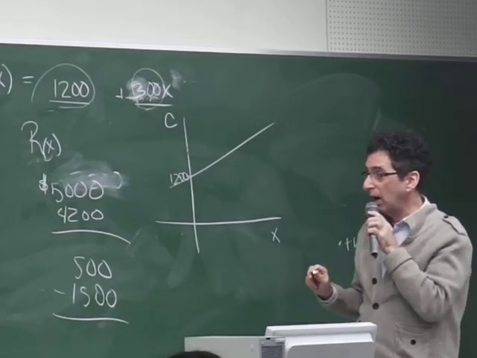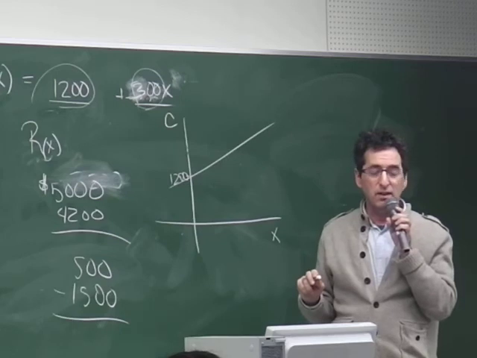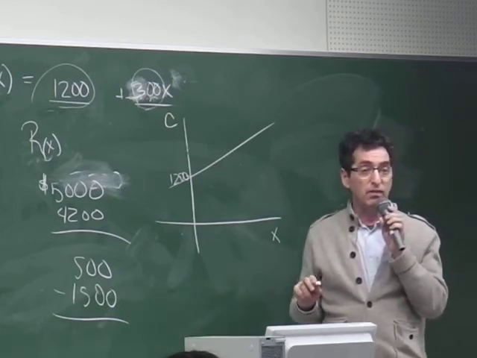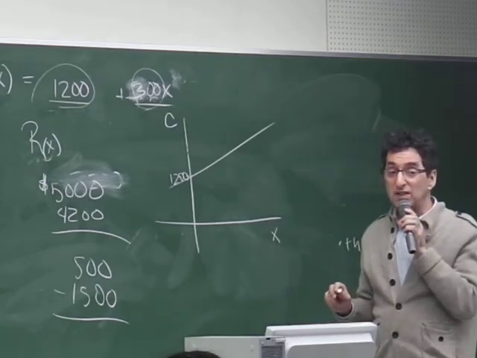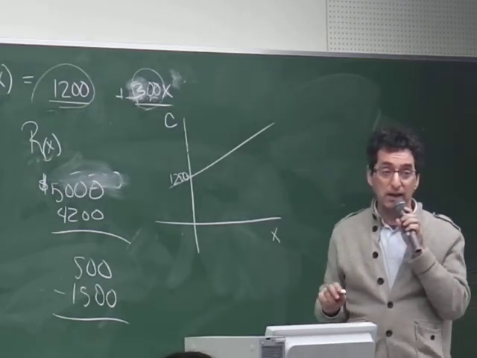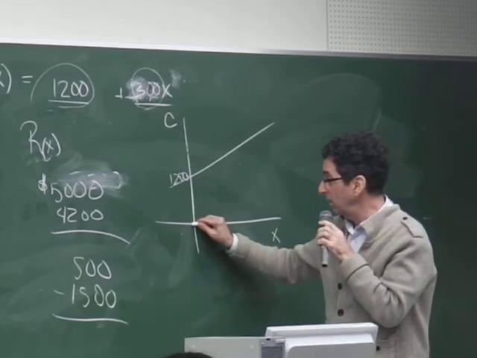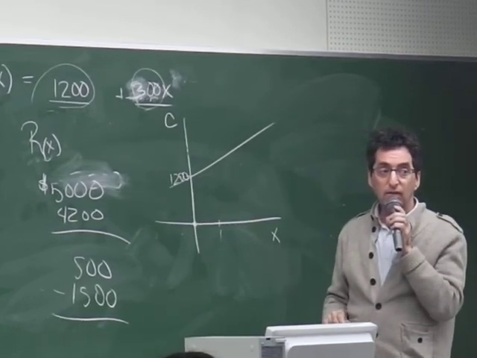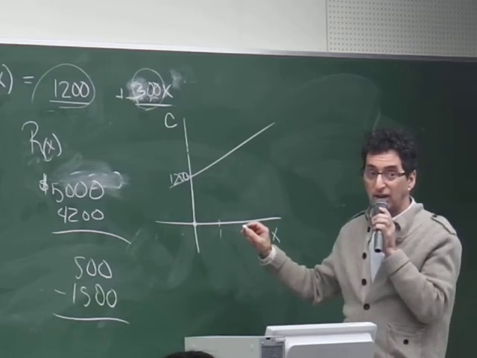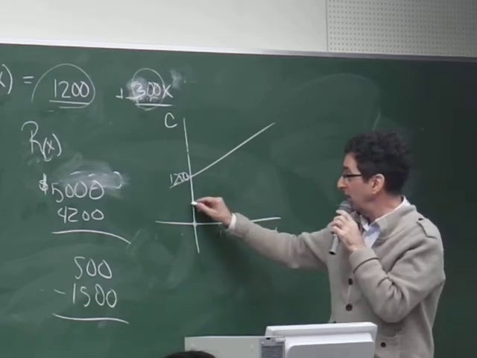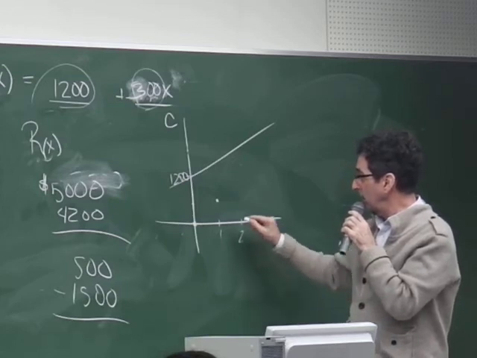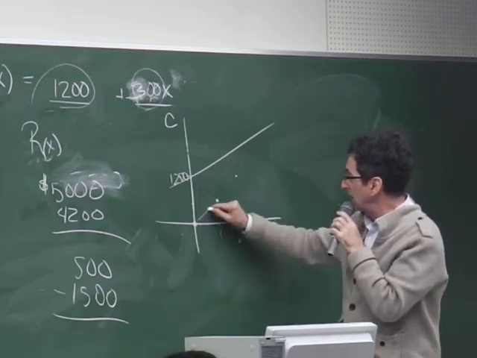Now, how much do we sell these pianos for? $500, right? So if I sell 0 pianos, how much money do I make? 0. If I sell 1 piano, how much revenue do I get? 500. If I sell 2, what do I get? 1,000. So it looks like this.